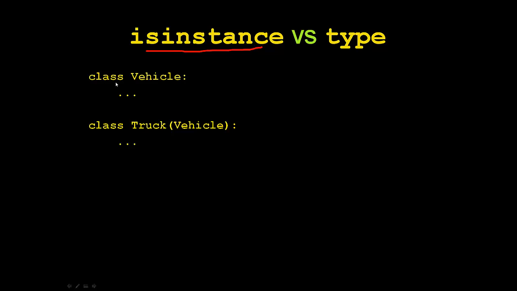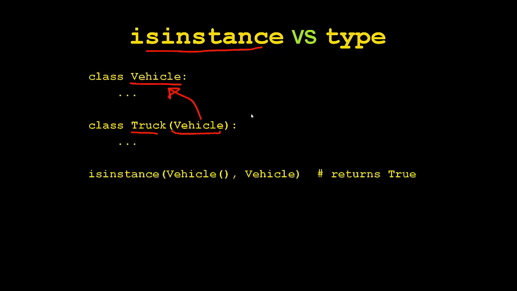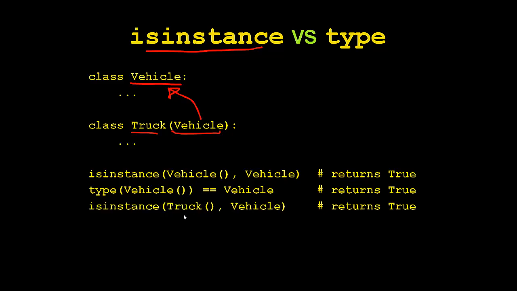So suppose you have a Vehicle class and you have a Truck class that is a subclass of the Vehicle class. So a truck is a vehicle. Now, if you do isinstance(vehicle, Vehicle), then you return True because the vehicle is obviously an instance of Vehicle. If you do type of vehicle, you get Vehicle. If you do isinstance(truck, Vehicle), the answer is True because a truck is a type of vehicle.